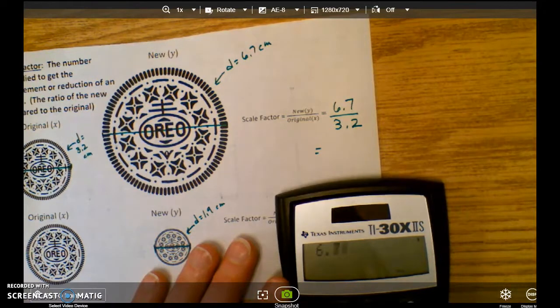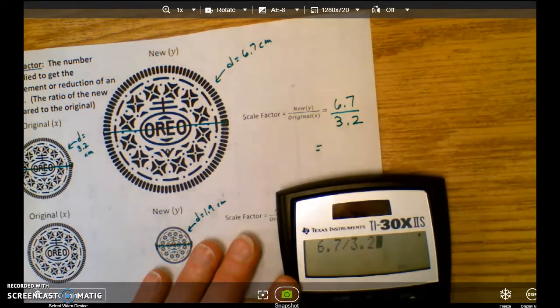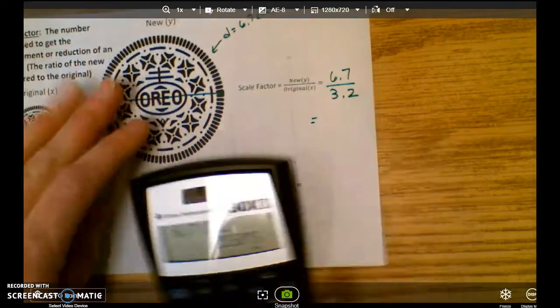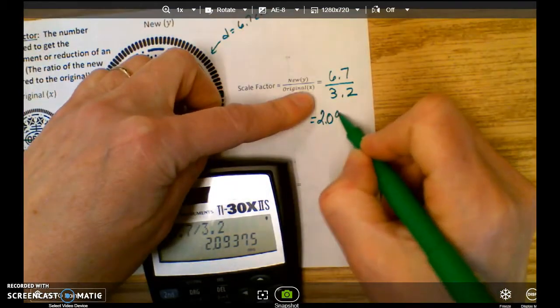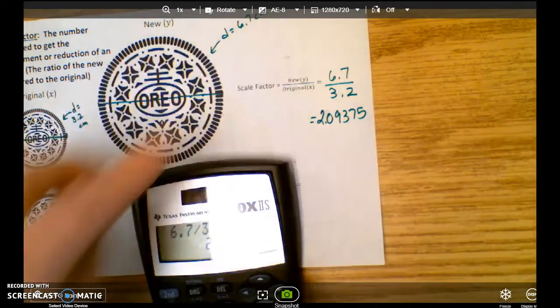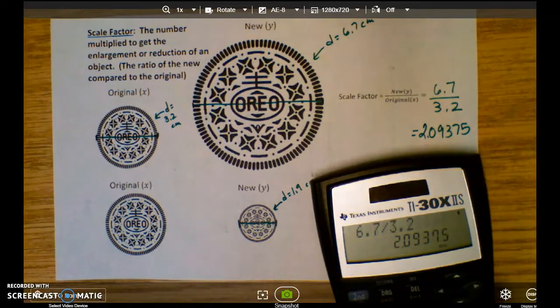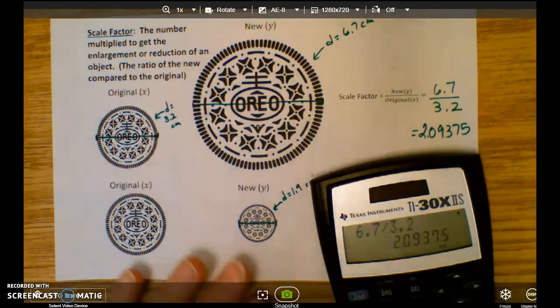Luckily, we don't have to do long division with our decimals, so let's see. We get 2.09375. So we were close in saying that we thought the scale factor was exactly 2. It's actually just a tiny bit more than 2.